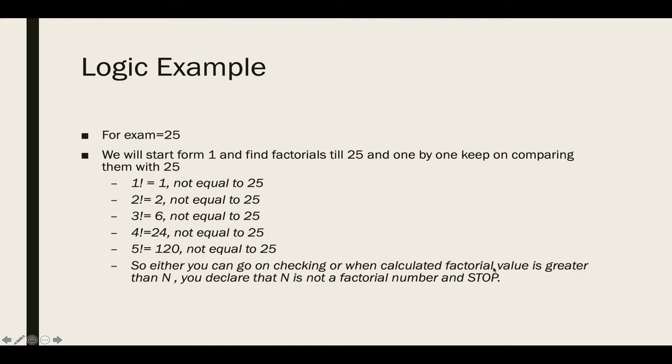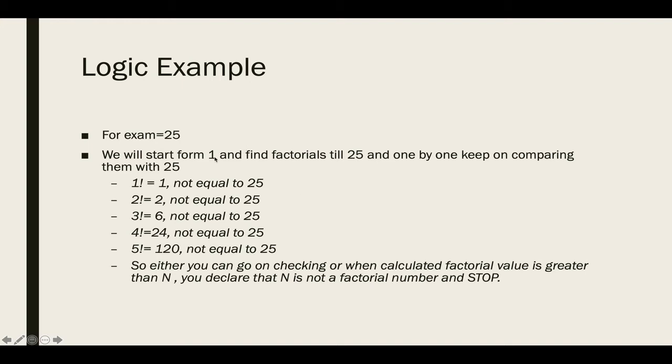Now let us see one more example where a number which is not a factorial number. So for example, 25. So again we will start from 1 till 25 and one by one find the factorial. So 1 factorial is 1, not equal to 25. Similarly 2, 3, 4 and 5. Now 5 factorial is 120, which is again not equal to 25. So if you want, you can continue to find factorials till 6, 7, 8, 9 till 25. Otherwise, as soon as the calculated factorial, that is 120, it is greater than our entered number 25, then we can stop and declare that n is not a factorial number.